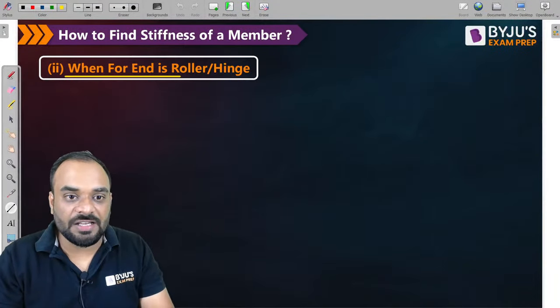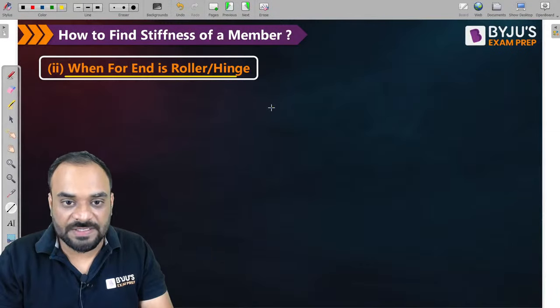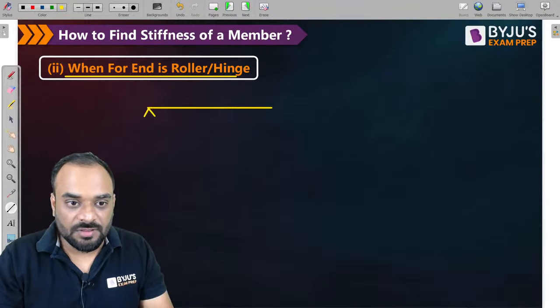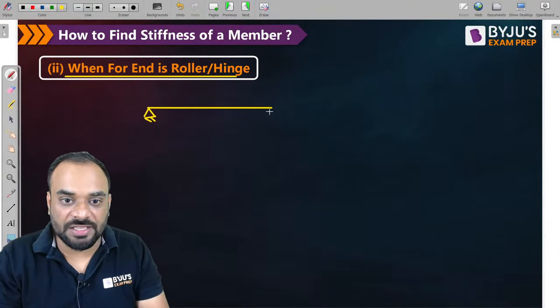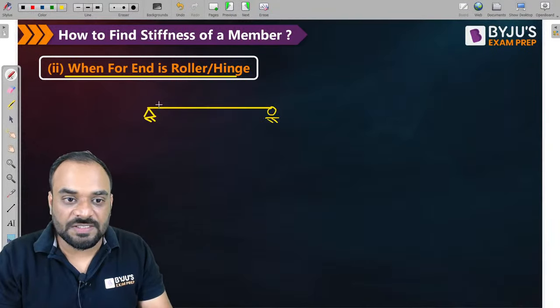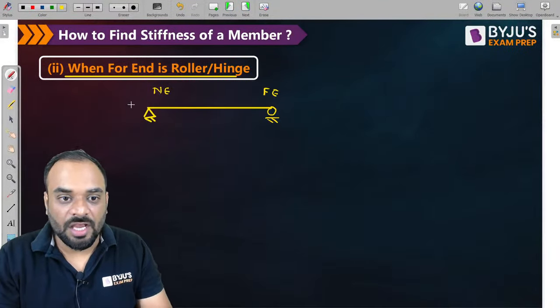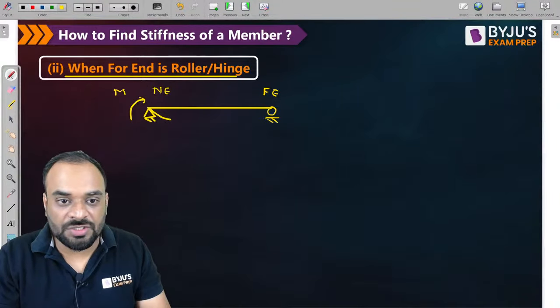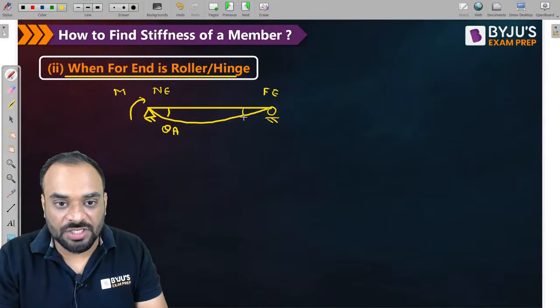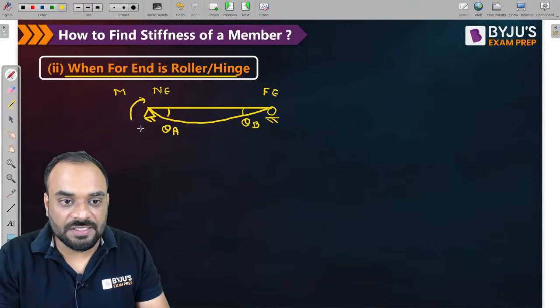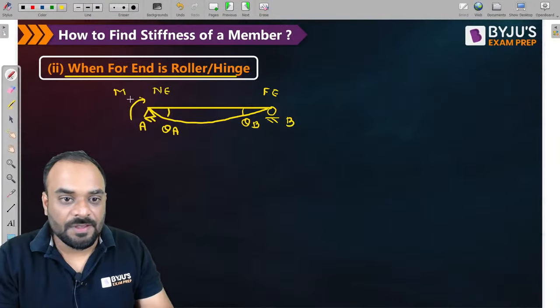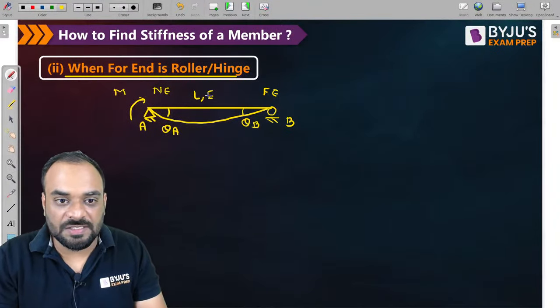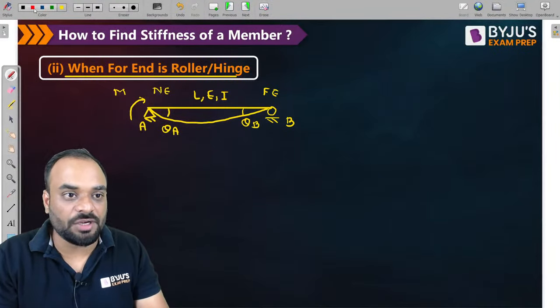When the far end is roller or hinge, let us take another concept. Let us take this particular support is hinge and this one is roller. Now let us consider this end is near end and this one is far end, and we are trying to apply the moment at the near end. Let us consider M, due to which rotation will occur. This rotation is theta A and this rotation is theta B. And let us consider the support is A, the support is B. And L is length, E is Young's modulus of elasticity, and I is moment of inertia.